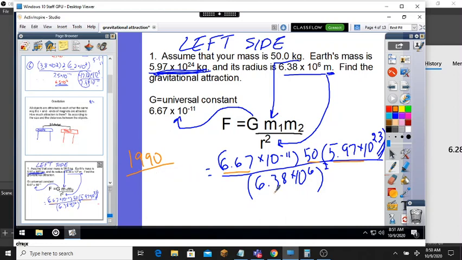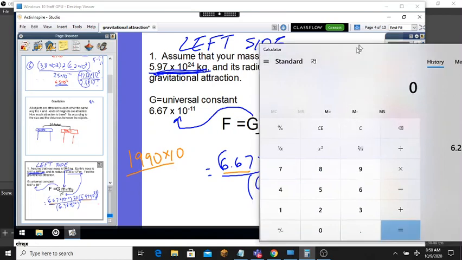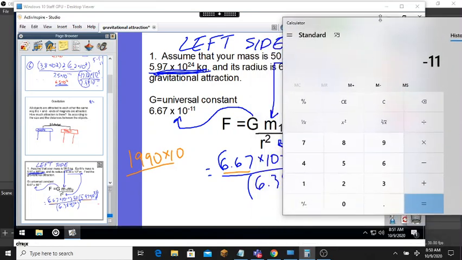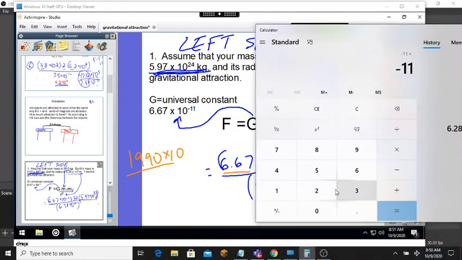All right, so now what we need to take care of is the exponents. Let's do the exponents. Times 10 to the, so here we are multiplying exponents. When you multiply exponents, you add them. So negative 11 plus 23 gets me 12.